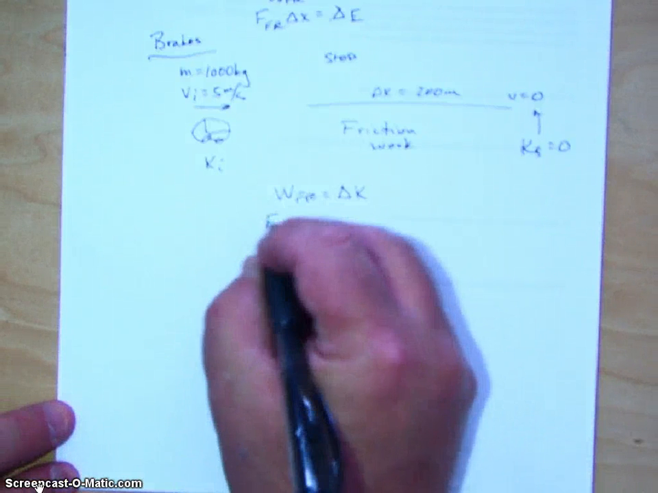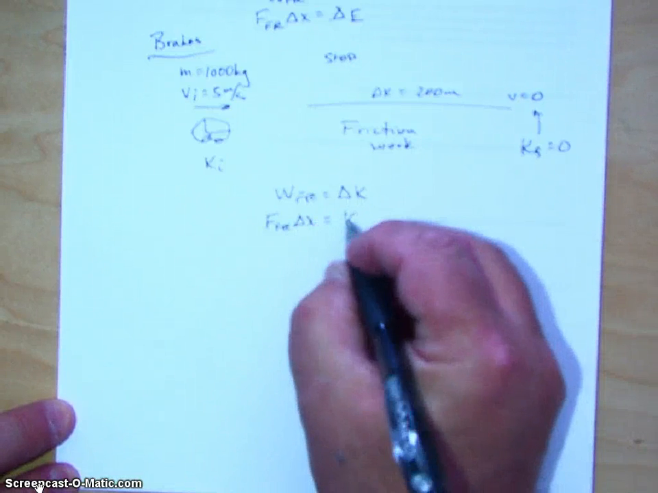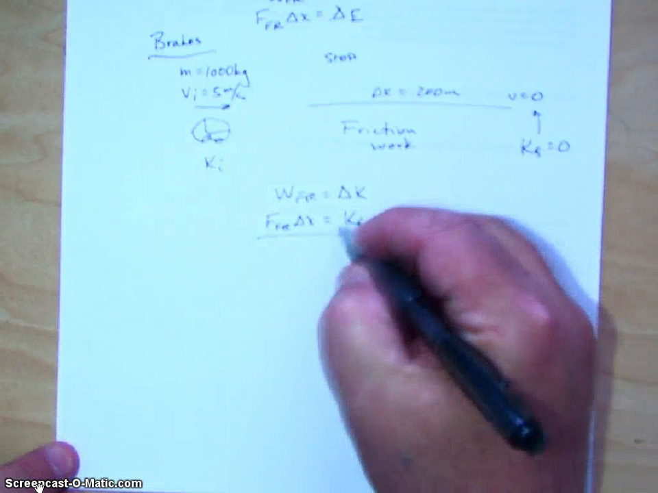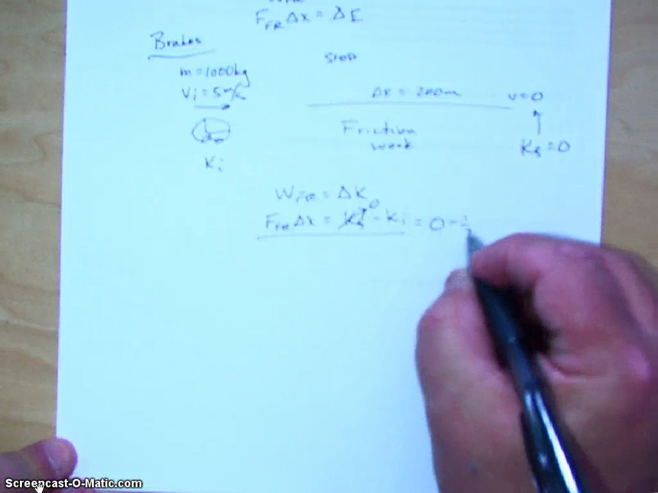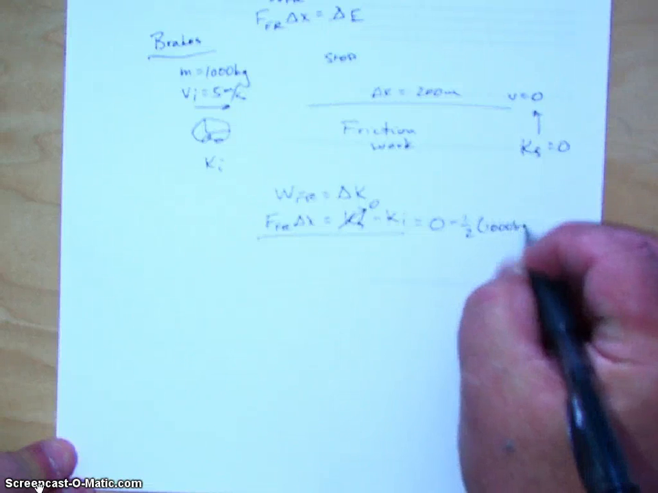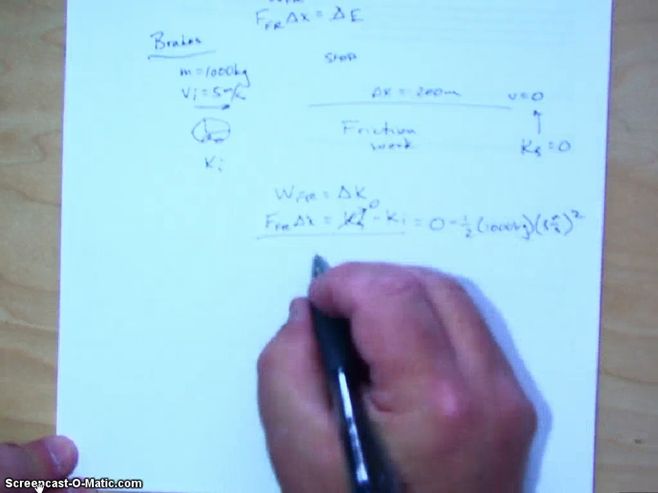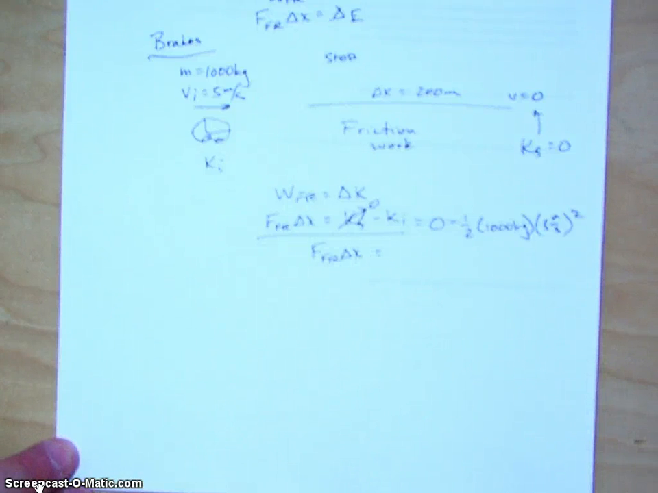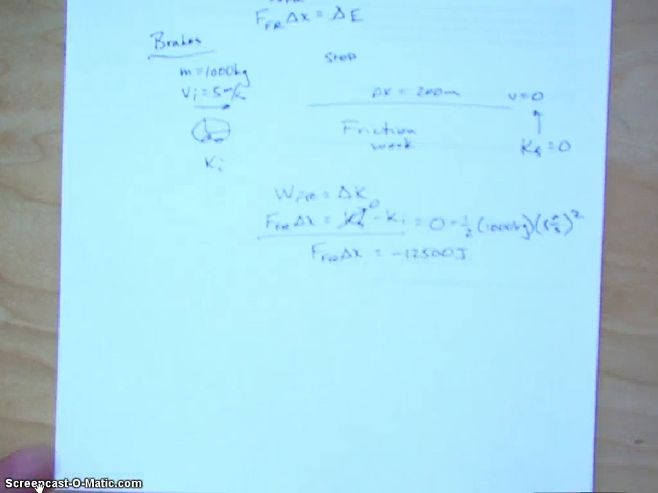So now I'm going to say the force of friction times delta x is equal to K final minus K initial. As always, that's your basic physics statement right there. Now it's down to solving it. This term disappears, so let's get rid of that. I'm going to get 0 minus 1/2 times 1,000 kilograms times 5 meters per second squared. So I'm going to get the force of friction times delta x is equal to negative 12,500 joules, if my math is right.